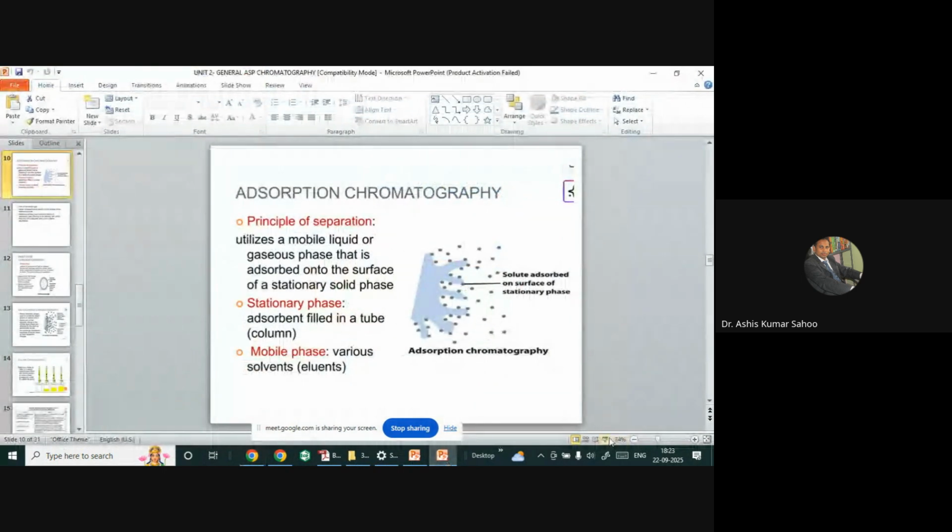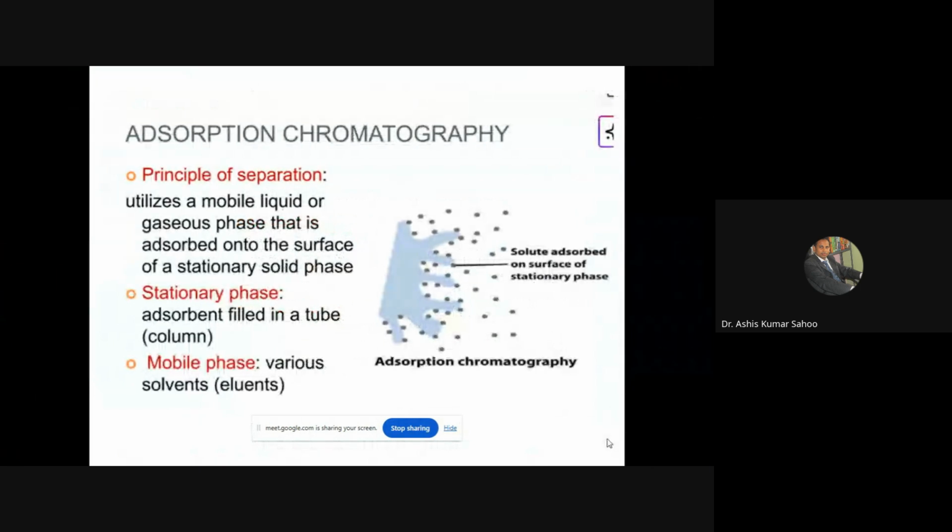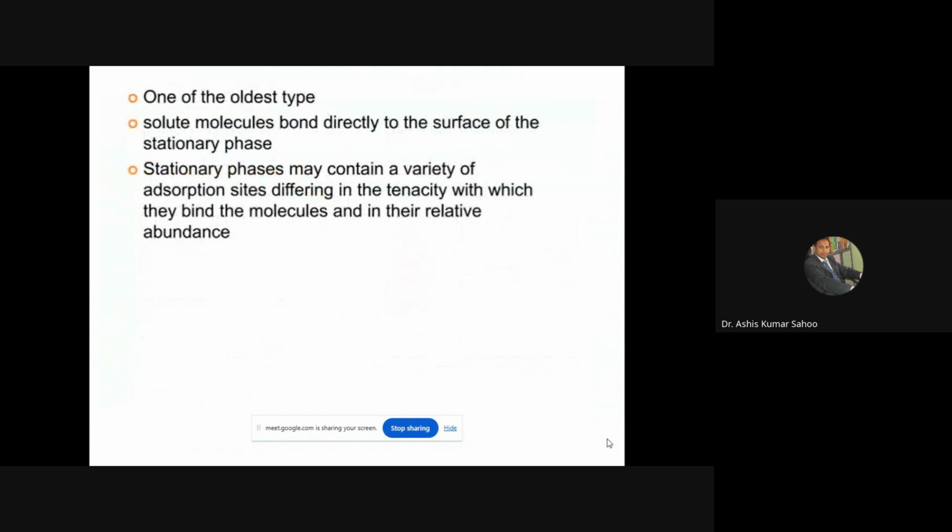So what is adsorption chromatography? It utilizes a mobile liquid or gaseous phase that is adsorbed on the surface of a stationary solid phase. The stationary phase is an adsorbent filled in a tube or column. For the mobile phase, various solvents or eluents are used. So these are the basic principles of adsorption. This is one of the oldest types of chromatography, where solute molecules bond directly to the surface of the stationary phase.